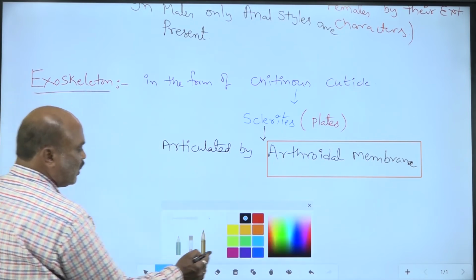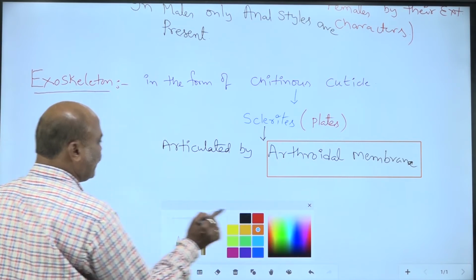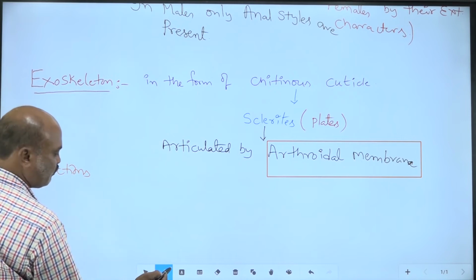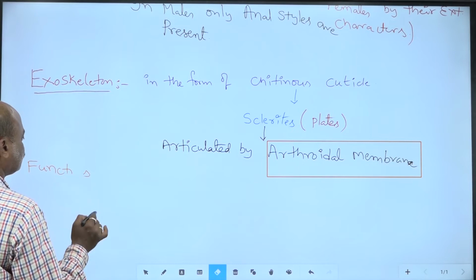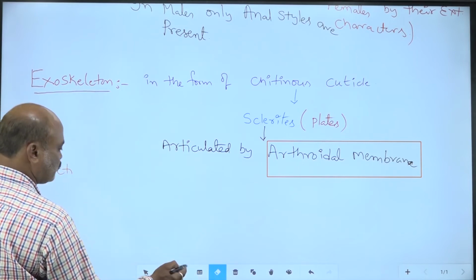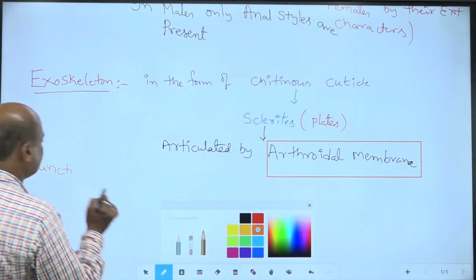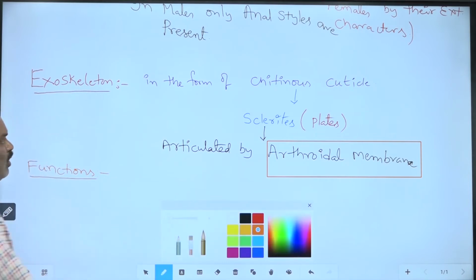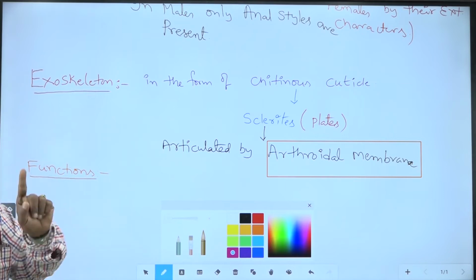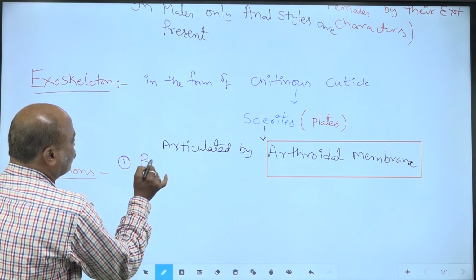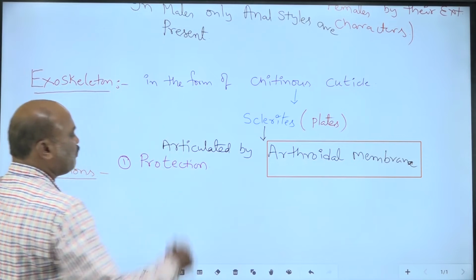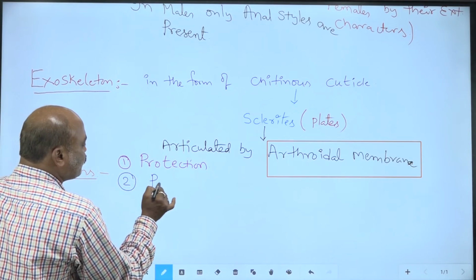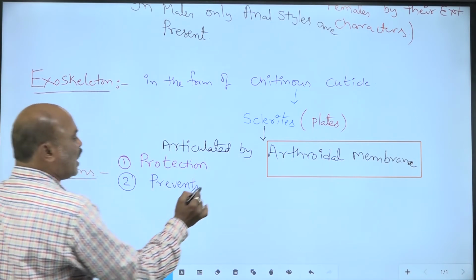The functions of exoskeleton. One function is protection. And the second function, it prevents the loss of water.